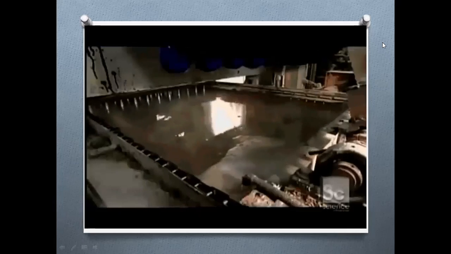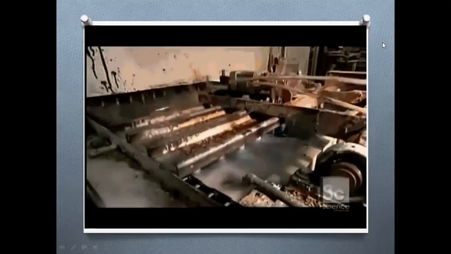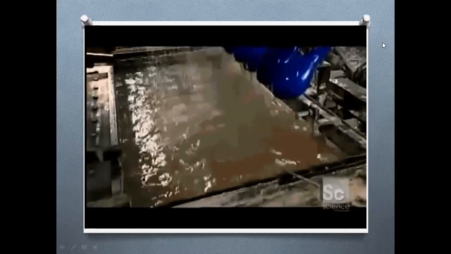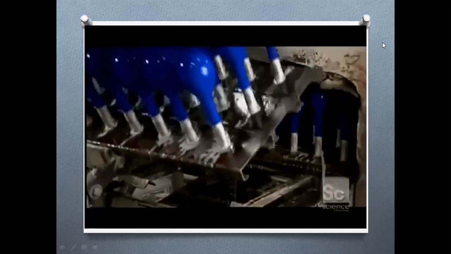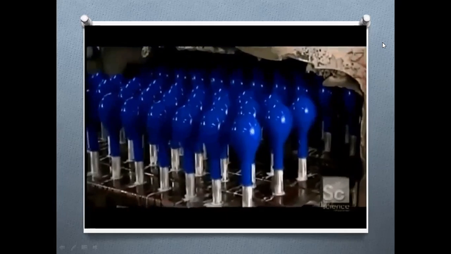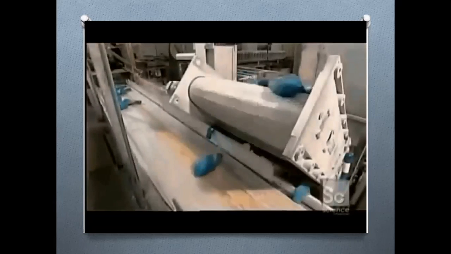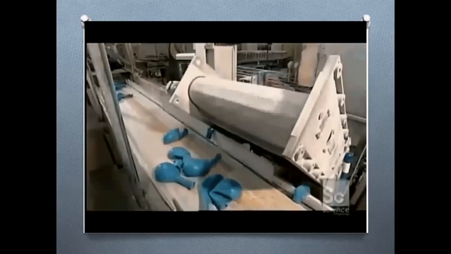Then they are dipping these molds into a hot water tank to wash off the impurities and the protein which cause latex allergies. And after this comes the vulcanization in a steam bath. And then the stripping off of balloons from the mold, and they are sent for further testing.